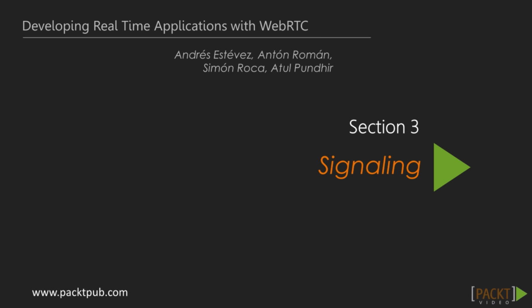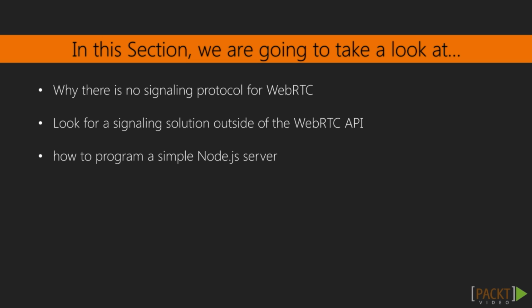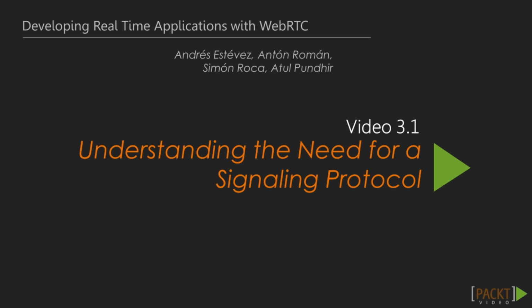Hello and welcome to this new section, Section 3, where we'll be studying signaling, the last element we need for developing a full WebRTC application. Signaling will provide a point where the peers can meet. In this section, we are explaining why there is no signaling protocol for WebRTC, and the fact that forces the programmer to look for a signaling solution outside of the WebRTC API. We will also learn how to program a simple Node.js server. This is the first video of this section.